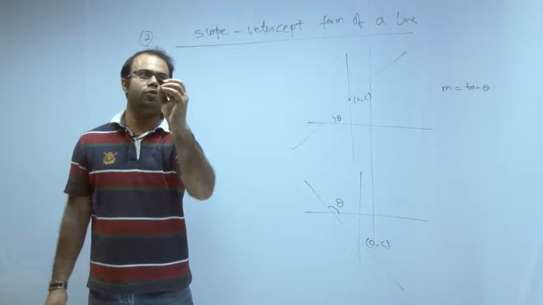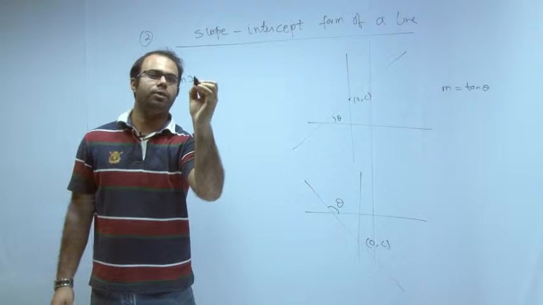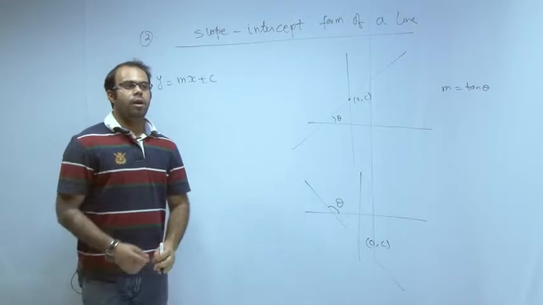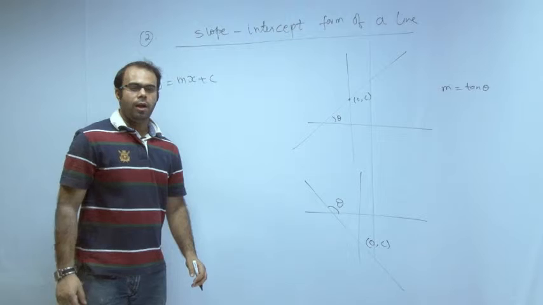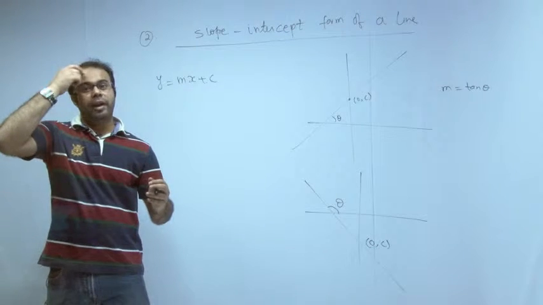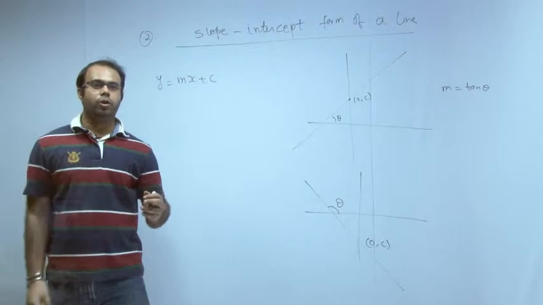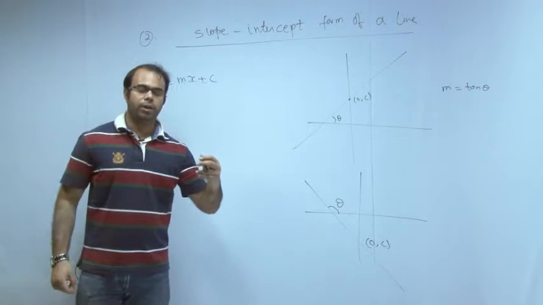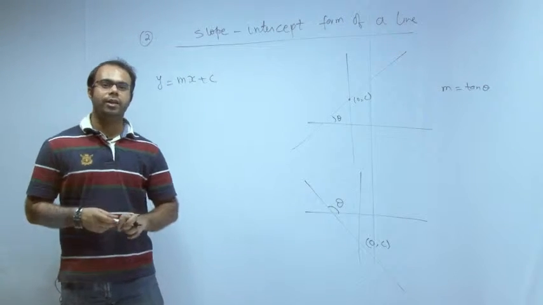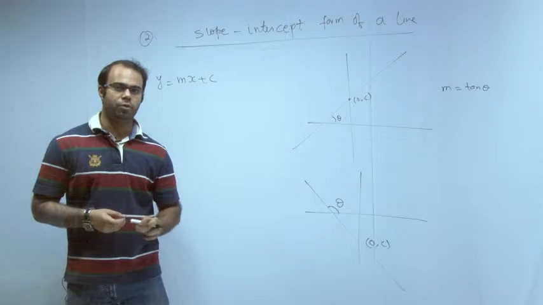Now the equation of the slope intercept form is y is equal to mx plus c. m is the slope and c is the y intercept. This form of a line is very famous because it is used in finding the slope of a line as well as the y intercept of a line.